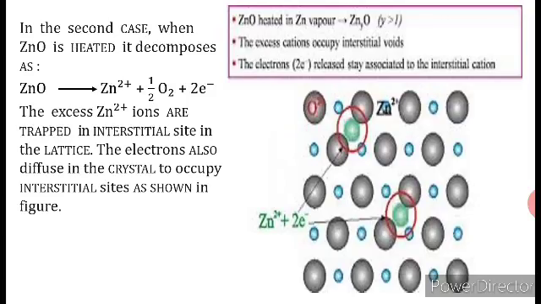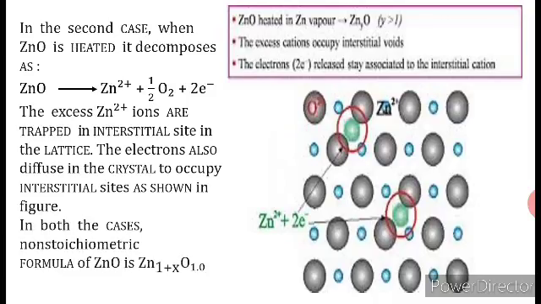In both cases, whether a neutral atom or a cation is present in an interstitial void, the stoichiometry of the compound is changed. The ratio should be 1:1, but due to the presence of an extra cation or extra neutral atom, in the case of zinc it is greater than 1. So the ratio will be Zn 1+x to O 1. That is, a 1+x to 1 ratio is there in this compound. Clear?